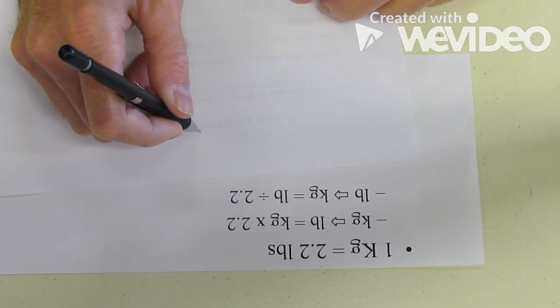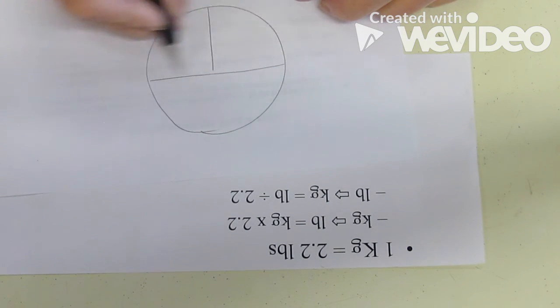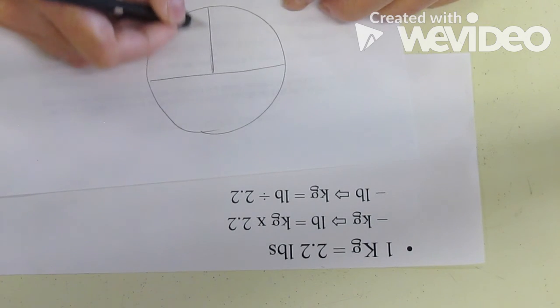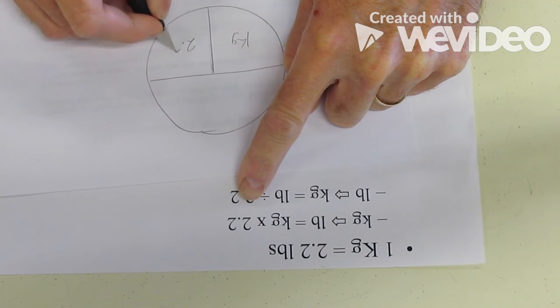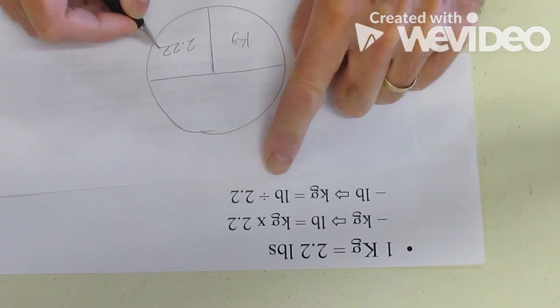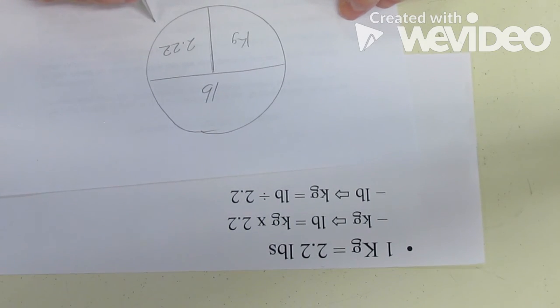Kilograms to pounds. Again, thumb chart. This is always divide. This is always multiply. We see that kilograms times 2.2, and we see the pounds go on top. And that's the thumb chart for kilograms to pounds.